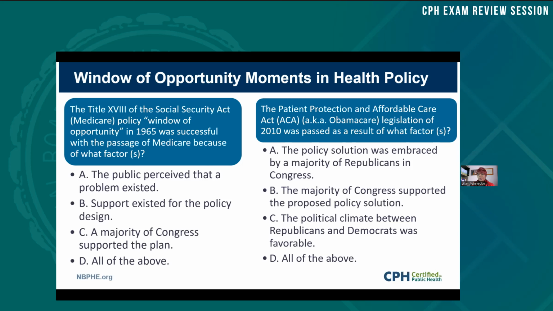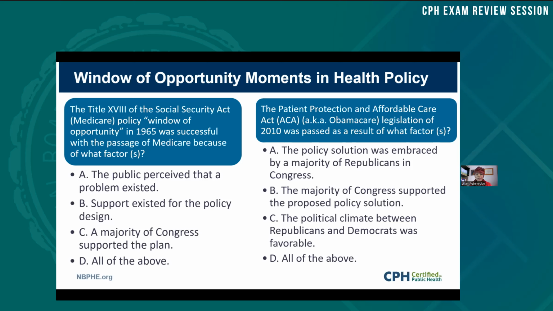It's not D. It wasn't that the political climate between Republicans and Democrats was favorable, because this was the time that President Obama was in office, and the Republicans were basically stalling everything he was doing. It was B, the majority of Congress, because we had a Democratic president and the Democrats were in the majority, so they were able to push it. But we have seen efforts to repeal Obamacare since then. But it passed.